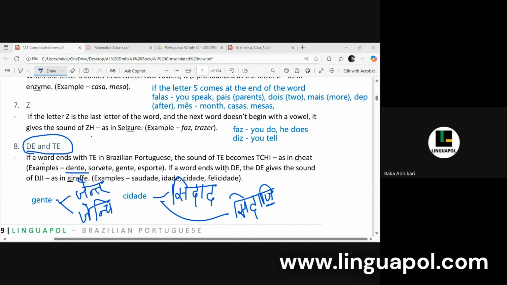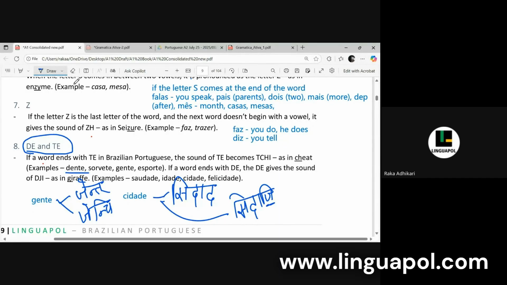Next word in European, it is gente, whereas in Brazilian, it is gente. People. Then we have esporte. In Brazilian, it is esporte, which means sports. Okay, esporte, sport. Okay, then examples for words ending with de.